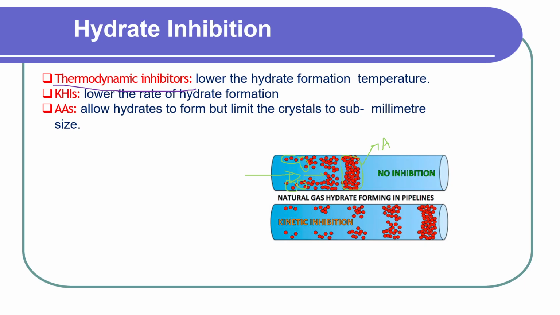It depends on the type of the inhibitor. If you are talking about kinetic inhibitors, the rate of formation will be reduced, which means that I will not experience the hydrate formation at the early stage of pumping or the flow of the gas inside the pipe. I will see it maybe later on, or it will take more time for the gas hydrate to form. If you are talking about anti-agglomerate, I will form the hydrate, but the hydrate will stay as small crystals separated from each other, and I will not get to the point where I have complete agglomeration. So these are the different types of hydrate inhibition and how they work.